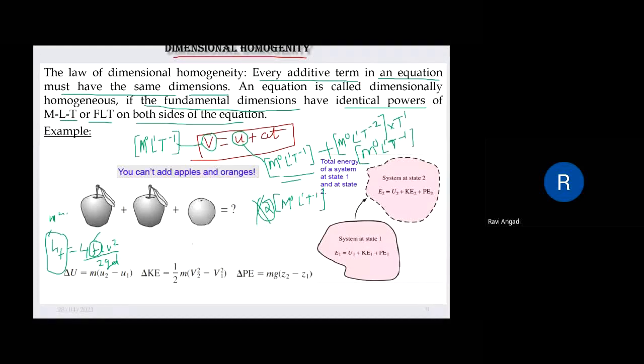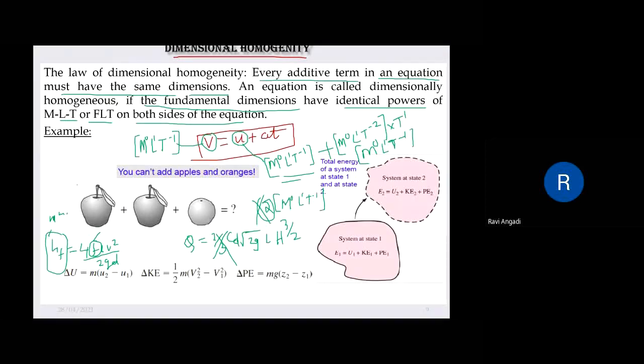Even you can check the formula for discharge through a rectangular notch. What is that formula? Q equal to 2/3 Cd root of 2g L H raised to 3 by 2. In this one, let us forget about the 2 by 3 and Cd. Cd doesn't have any unit, it's unitless, leave it. And the square root also, leave it. Just check the powers of the fundamental dimensions on both sides, LHS as well as RHS. You should get the same powers, then only we say that equation is a dimensionally homogeneous equation.